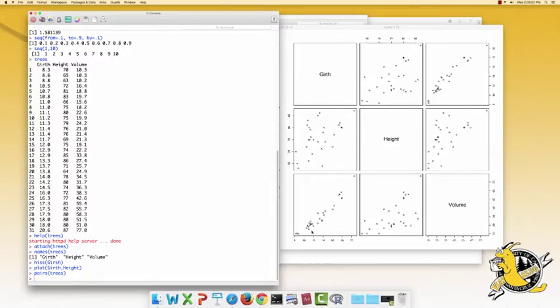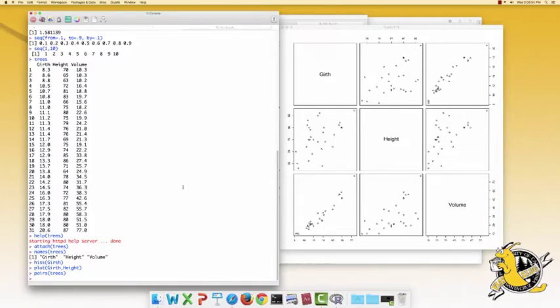In the lower left here, we have girth on the x-axis and volume on the y-axis. And we can see there's a very strong relationship between total volume of timber in the tree and how wide the tree is. Similarly, there's a strong relationship between the height of the tree and the volume of the tree. In the upper corner, we have the mirror images of these plots with the variables on the opposite axes. And so this plot here in the upper right has volume on the x-axis and girth on the y-axis.